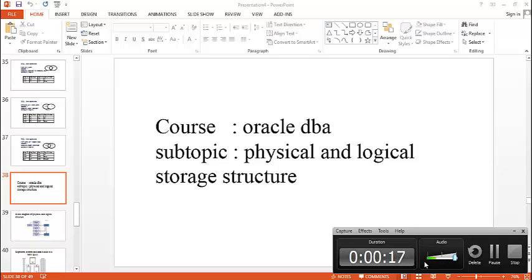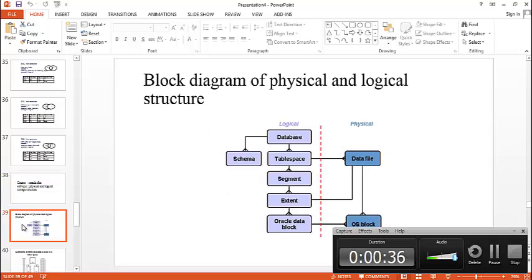Physical data structures are data models that emphasize the effective and efficient use of data memory in storing the data. Logical data structures are structures that emphasize the data relation, that is how the data is related from the view of users, for example tables, views and indexes. So you can see here in this picture the block diagram of physical and logical storage structures.